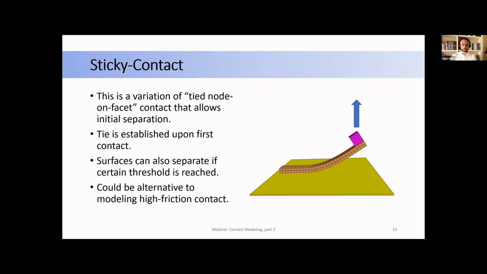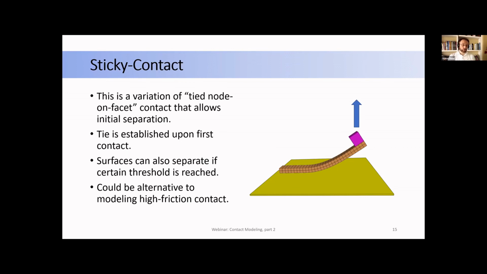So nodes that are in contact will be tied. Nodes that are not in contact will not be tied, and it will stay like that for the rest of the simulation. So with the sticky contact, that's not going to happen. Contact is not going to be established until the primary and the secondary surface actually make physical contact.